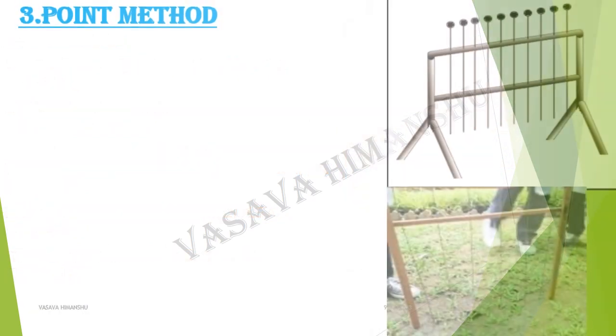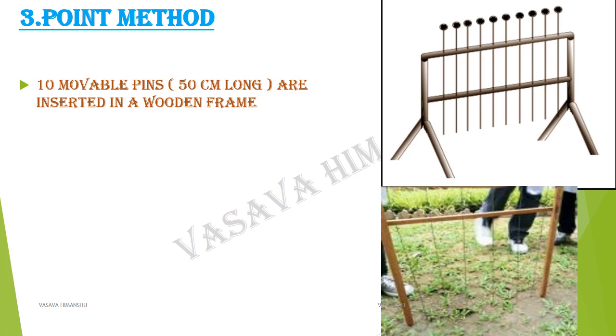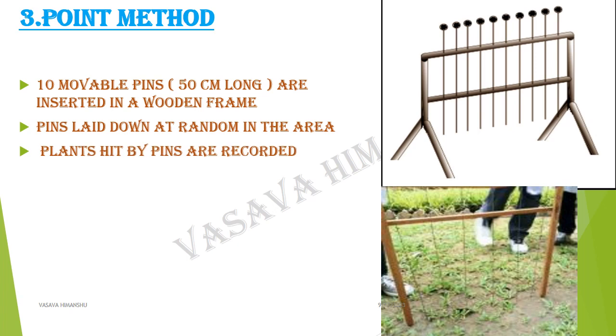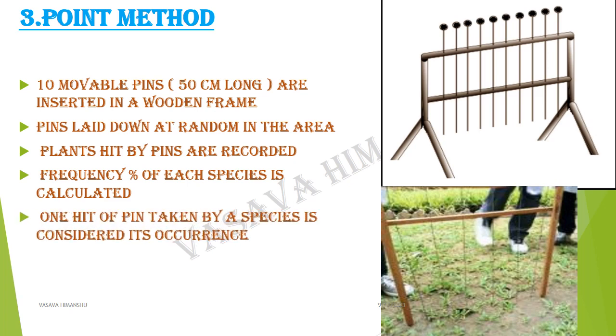So this is the point method. Movable pins, around 10, are inserted in a wooden frame. The pins are laid down at random in the area. Plants hit by pins are recorded. Frequency percentage of each species is calculated. One hit of a pin on a species is considered its occurrence.